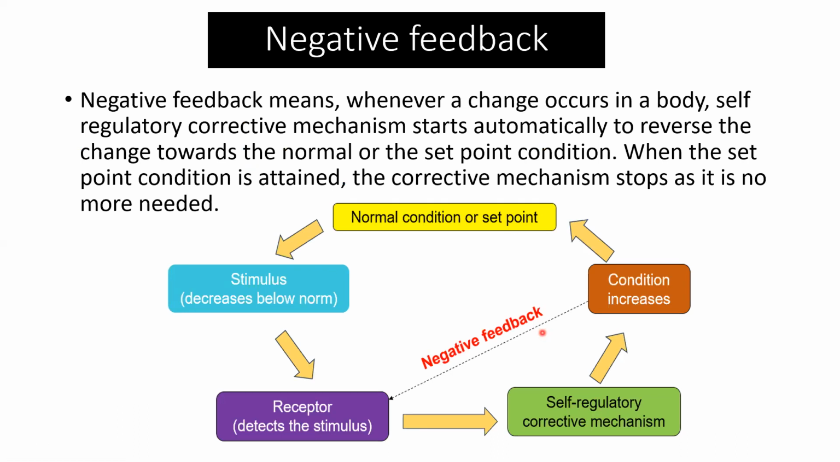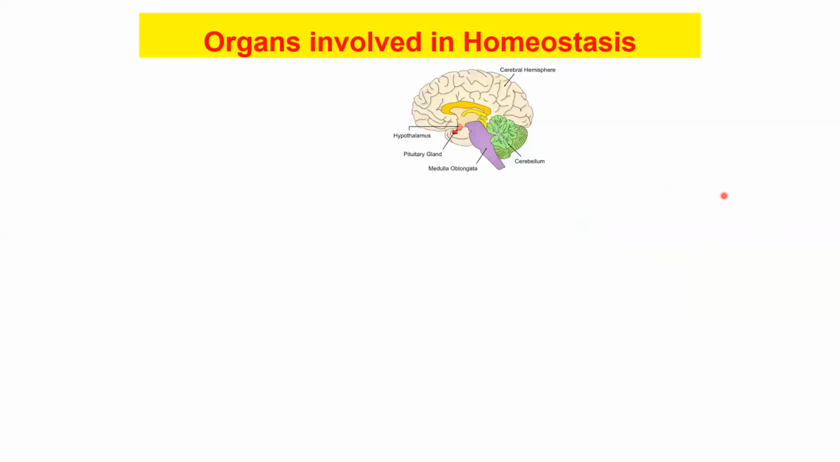Okay, now that is a particular definition of negative feedback. You can take a screenshot of it. Negative feedback means whenever a change occurs in the body, a self-regulatory corrective mechanism starts automatically to reverse the change towards the normal or set point condition. When the set point condition is attained, the corrective mechanism stops as it is no more needed. That is a comprehensive, detailed description of negative feedback. It can often be asked in the examination, so you may take a screenshot of the slide.